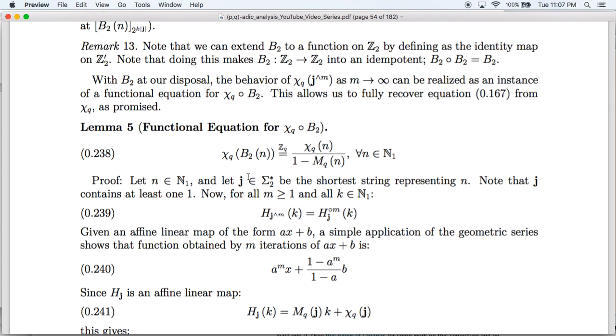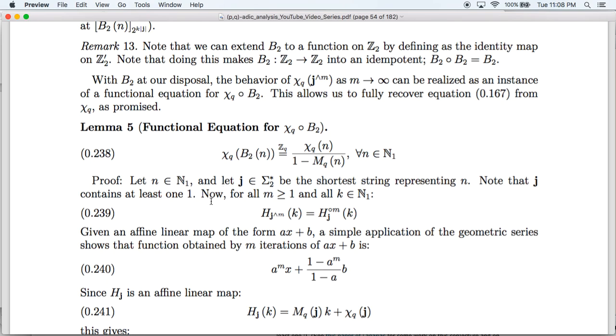Chi-q of B2 of n is equal to chi-q of n over 1 minus mq of n for all n greater than or equal to 1. This equality is worth talking about for a little bit. In just viewing these as numbers, for every positive integer n, this is some number, and this is some number. They're both going to be rational numbers, but in fact, they're rational numbers whose denominators are co-prime to q, which makes them q-adic integers. Additionally, if we write out the infinite series formula for this thing, it will converge q-adically.